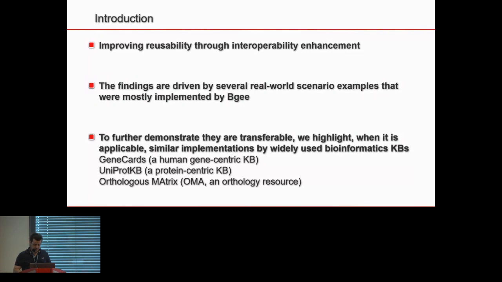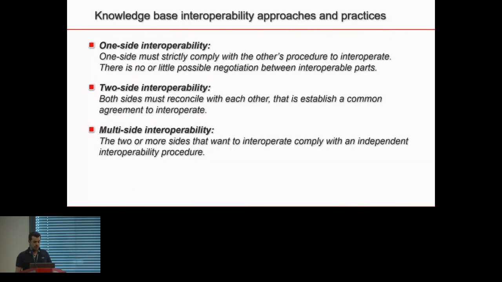But here, for the sake of time, I only concentrate on the use cases involving the BGee knowledge base. In this study, we identified three different types of interoperability approaches. One of them we call one-sided interoperability, where one side must strictly comply with the other's procedures to interoperate. There is little or no negotiation between the interoperable parties. If you want to interoperate with that knowledge base, you really have to comply with the procedures available from them. You cannot change much.